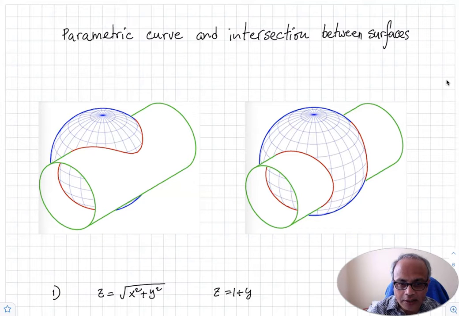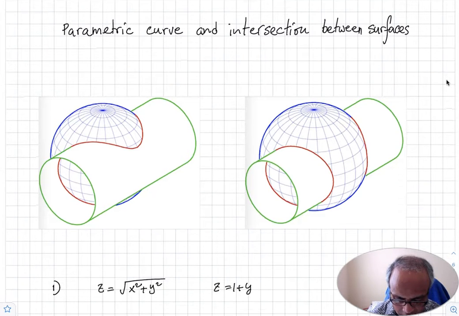Depending on the shape of the surfaces, there could be a closed curve, an open curve, or maybe more than one curve. That's not that important. The most important part that we are going to discuss in today's lecture is how we find the equation of such curves if we know the equations of the surfaces.